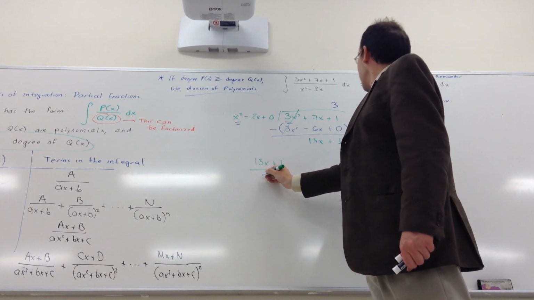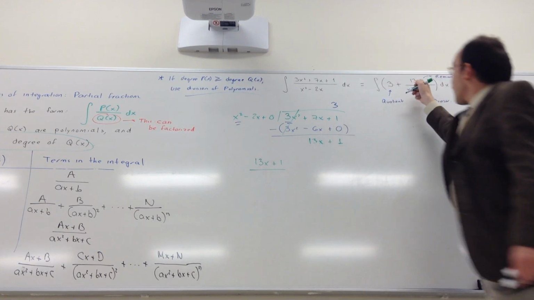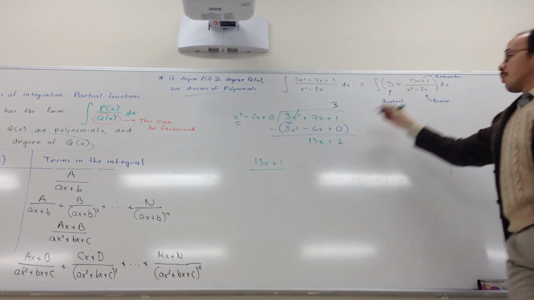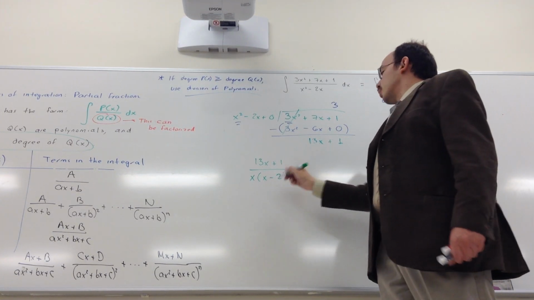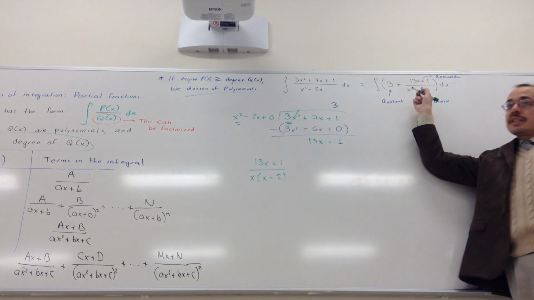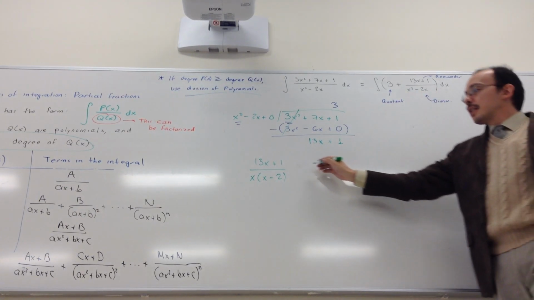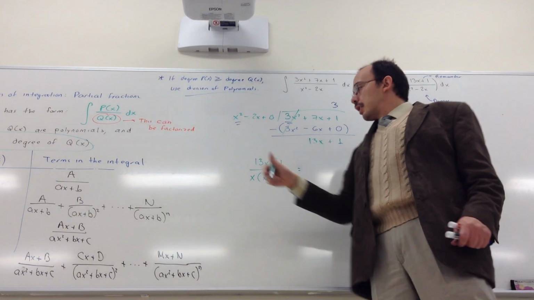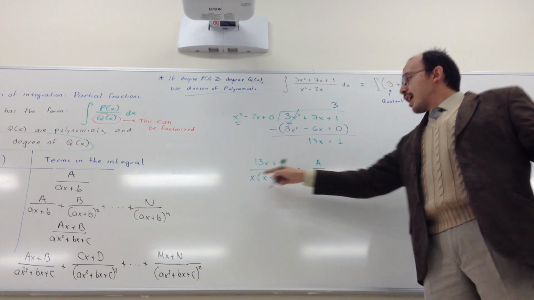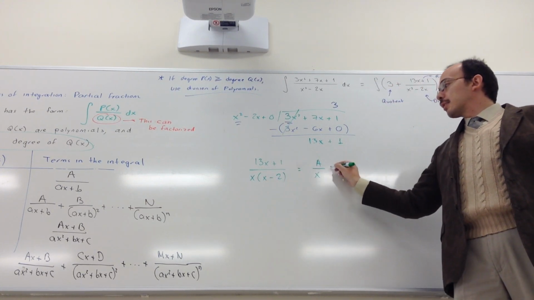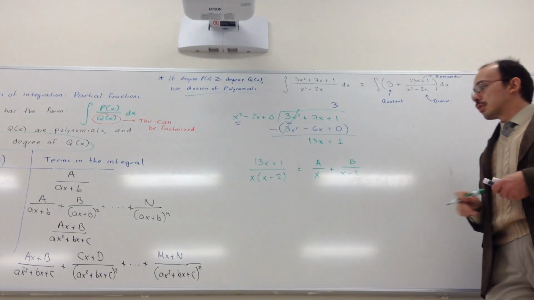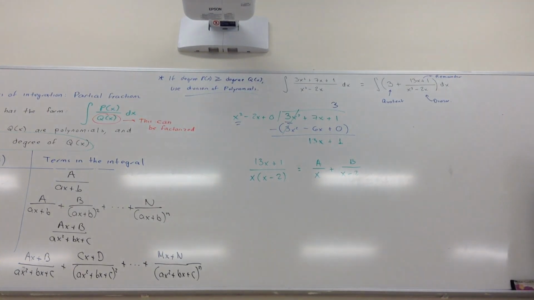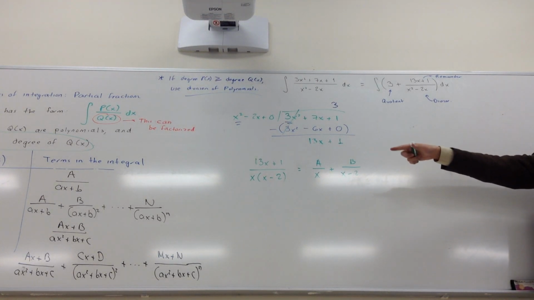Okay, 13x plus 1 over the factors x times x minus 2. Remember, we need to factor the denominator. And then it is the first case again. A over the first factor x plus B over the second factor. Yeah? Same case, number 1.